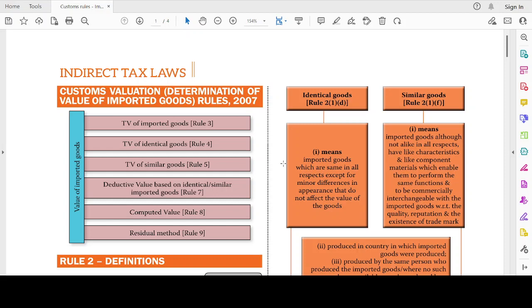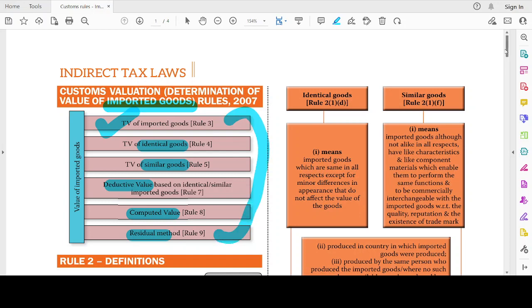Hi everyone, in this video let's discuss Customs Valuation (Determination of Value of Imported Goods) Rules, 2007. In these rules we are going to discuss the valuation of imported goods. What are the rules which are there here? Transaction value of imported goods, transaction value of identical goods, transaction value of similar goods, deductive value, computed value and residual method. These are the six methods and six rules which are available to us for the purpose of valuation.